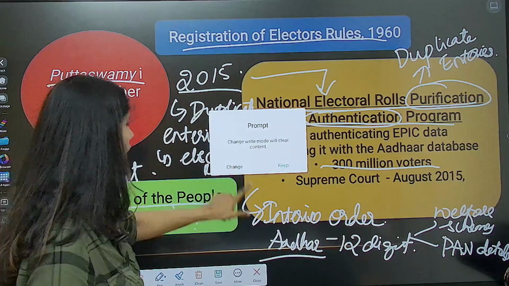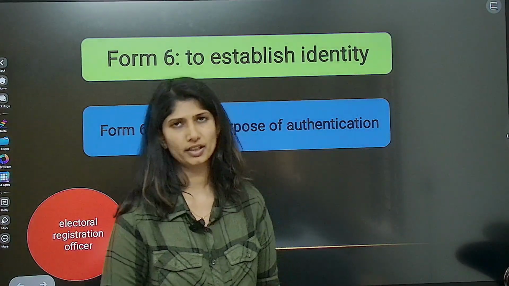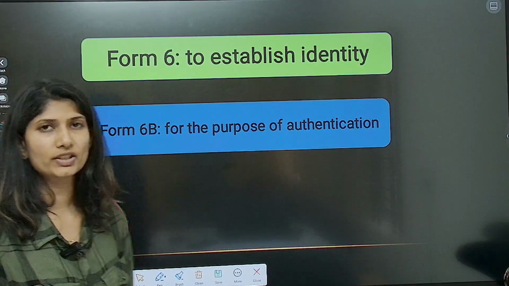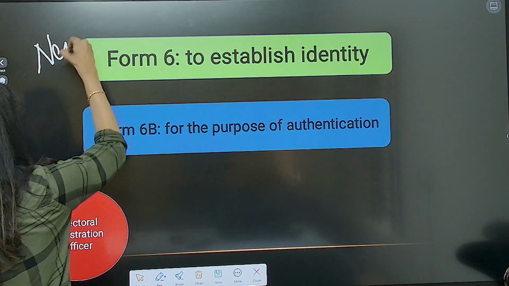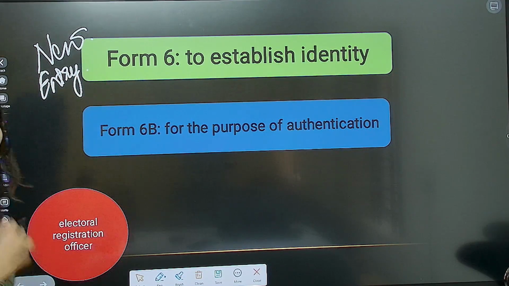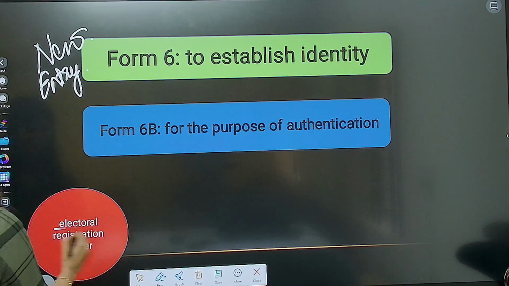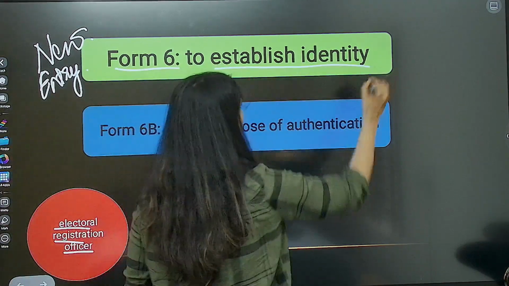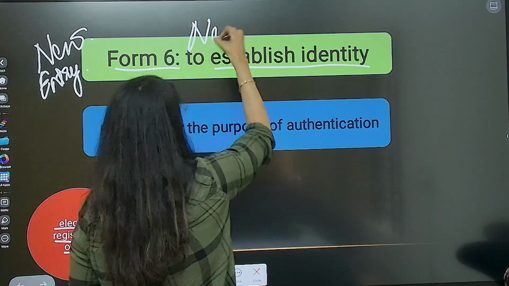Now the case didn't stop here. Already people who have registered in your EPIC, now what will they have to do? So the Election Commission introduced 2 new forms, wherein any new entry, that is any person registering for the first time to be a voter, must provide to the electoral registration officer Form 6, which will establish the identity. This is for new users.